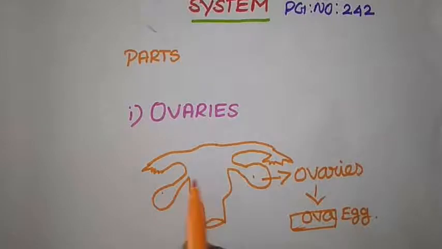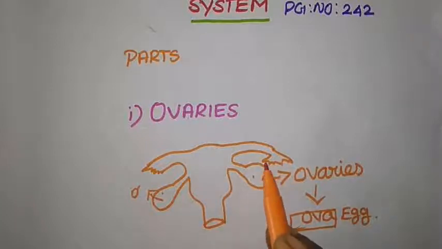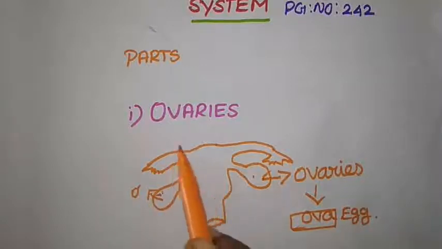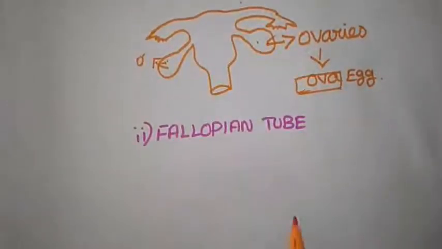They are attached on both sides of the uterus, and each ovary releases the ovum at a particular period. One month the ovum is released from one side, and next month it is released from the ovary on the other side. Okay, so this is the structure of the ovaries. And next one is the fallopian tube.